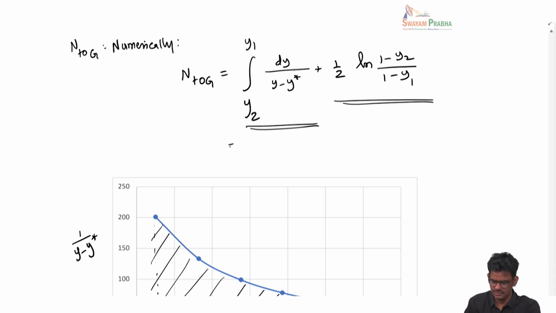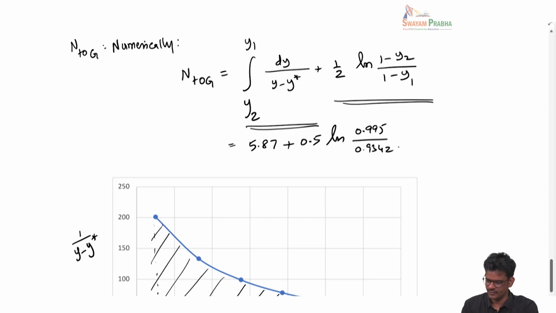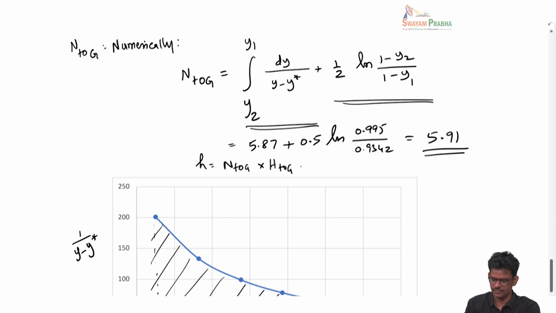So, here 5.87 plus 0.5 times ln of, this will be 0.995, this will be 0.9342, and then if you solve this, you will get something like 5.91. This is NTOG. So, based on this NTOG, you can calculate H, which is 5.91 times 0.83, and you get something like 4.9 meters.